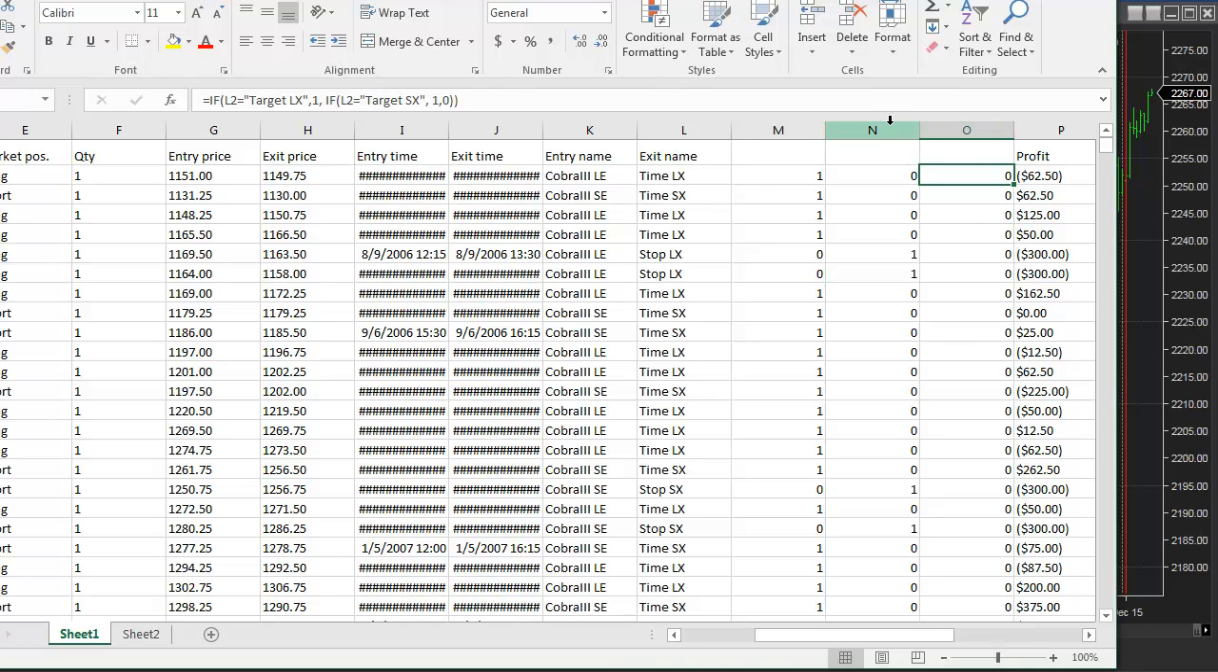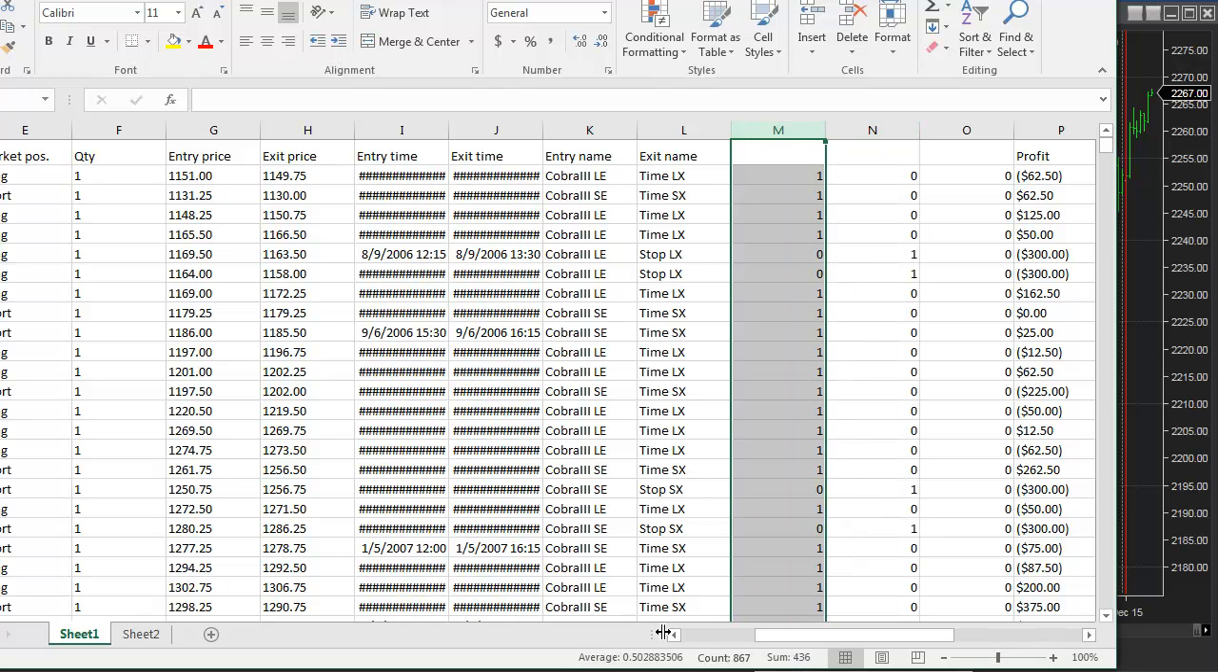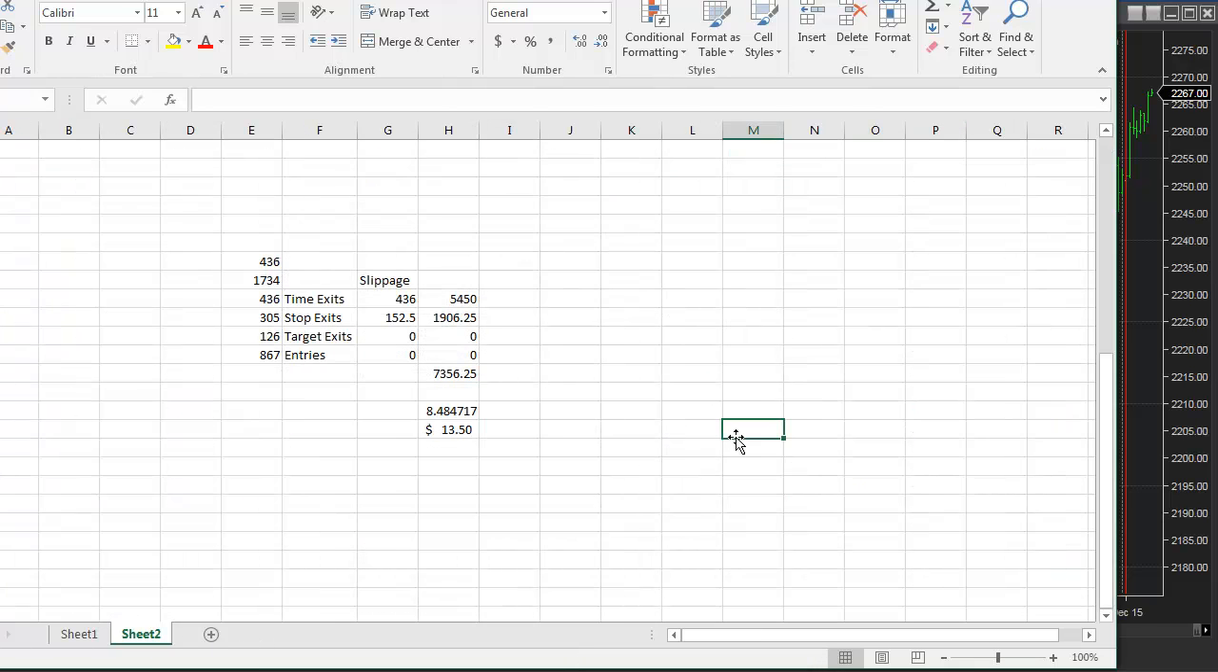And so 126, 305, and 436. And then I went to this sheet, and the time exits 436, the stop exits 305, and 126 target exits. And there's 867 total entries, which means you have 1,734 total trades.